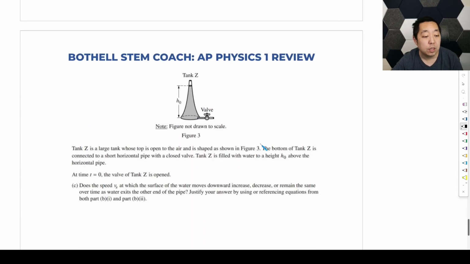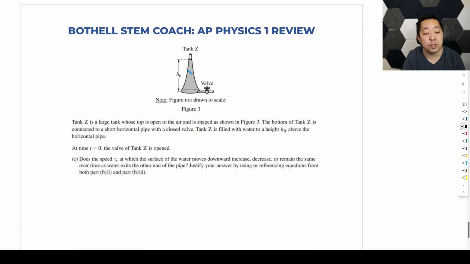Tank Z is a large tank whose top is open to the air and shaped as shown in figure 3. So now we're going to switch the shape of the tank. The bottom of tank Z is connected to a short horizontal pipe with a closed valve. Tank Z is filled with water to a height h0 above the horizontal pipe. At time t equals 0, the valve of the tank is opened. So again, we're opening this tank.